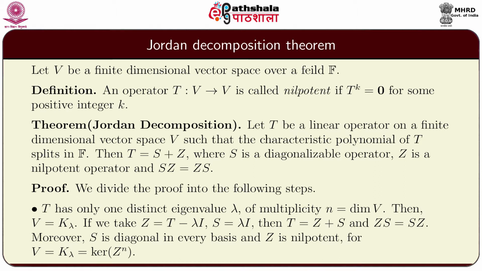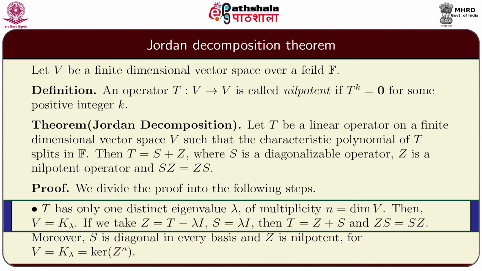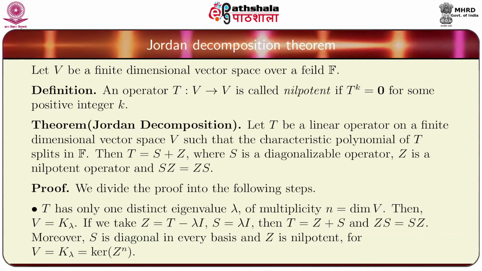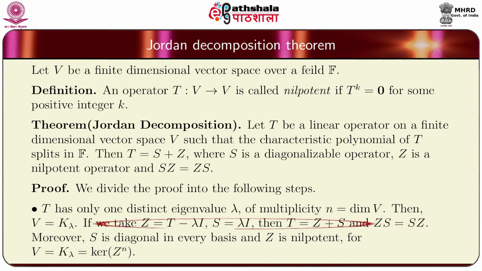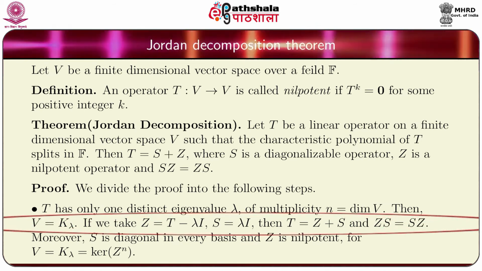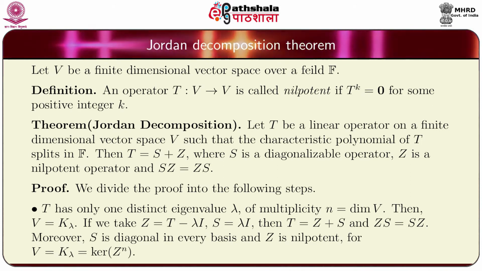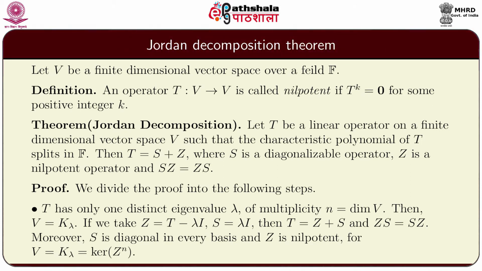We divide the proof into these steps. First one, suppose that T has only one distinct eigenvalue lambda with multiplicity n, which is the dimension of V. Then V is K lambda, the generalized eigenspace. If we take Z equal to T minus lambda I and S equal to lambda I, then T is equal to Z plus S, and also it is easy to see that ZS is the same as SZ. S is diagonal in every basis and Z is nilpotent, for V is K lambda, and that is kernel Z to the power n.